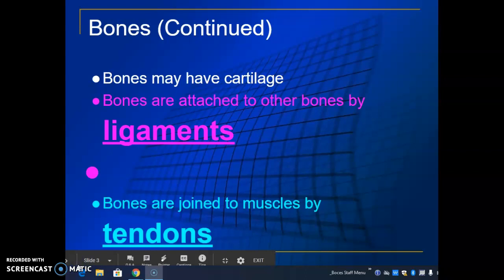Bones also may have cartilage. There's something called ligaments that attach bone to bone, and there are tendons that attach bone to muscle. So make sure you always know the difference between those.